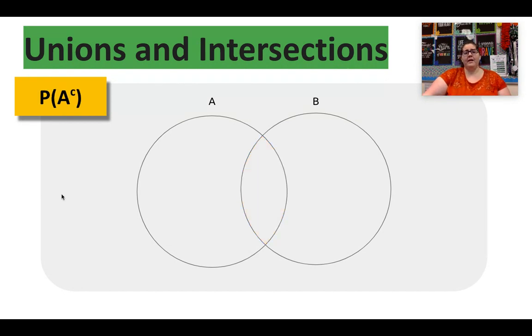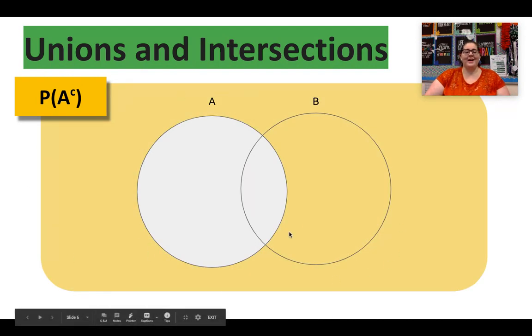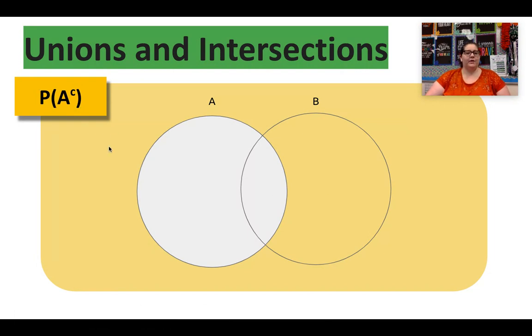So let's talk about some other things. We talked in class about the not probability. So that little C exponent means complement. It tells us the probability that an event does not occur. So the probability that A does not occur would be everywhere except for in the A circle, right? And so I'm also including these outer lying areas that are outside of both A and B. So everything that's not A is this one right here.